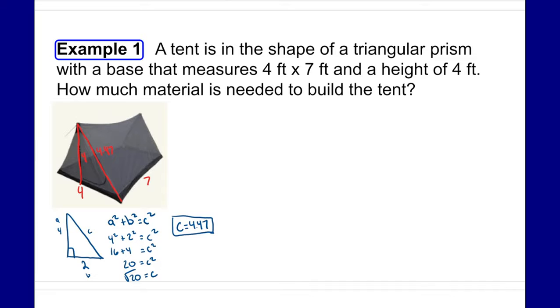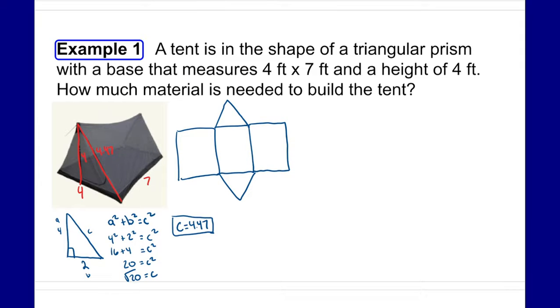Now I have enough pieces of information, right? Again, if it helps, feel free to sketch out your net. Right, I'm just going to roughly draw it out. So I've roughly drawn out my net here. I'm going to put in the information I know. We know that is 4. We know the base is 4. We know this is 7. We also know that this dimension is 4.47. So again, just some information to help us figure out our different panels.